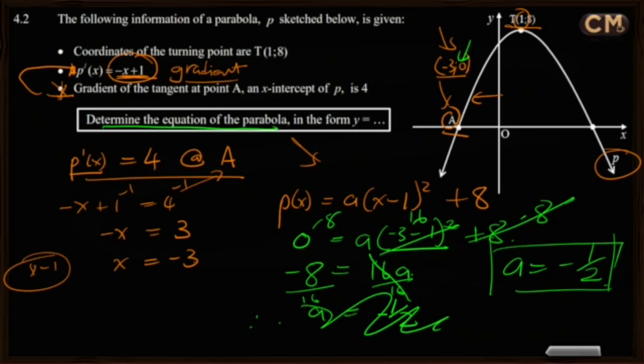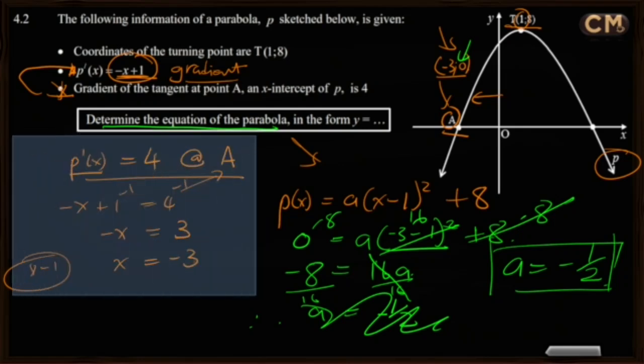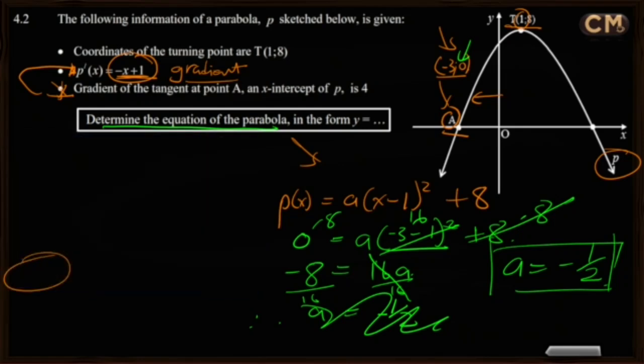Now, what do they want? The equation of the parabola in the form y is equal to ax squared plus bx plus c would be the form that they asked for on the question paper. So let's just complete that calculation. Well, our turning point form says y is equal to negative 1 over 2, multiplied by x minus 1 all squared, and then our q value is 8.